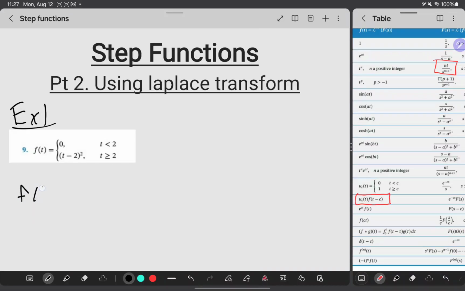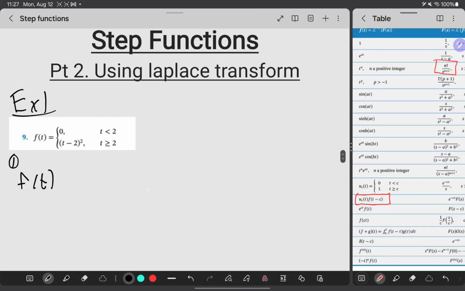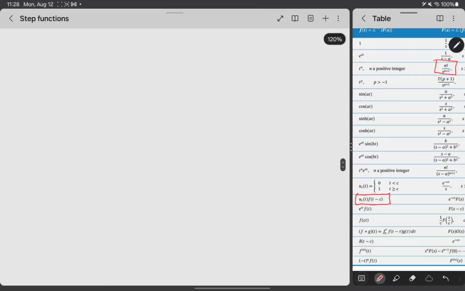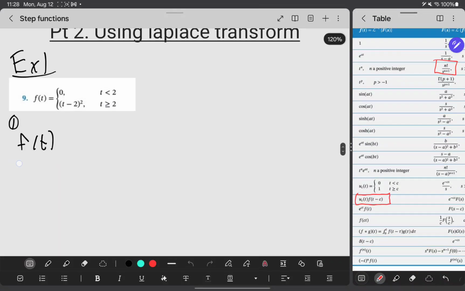So we're going to rewrite our f of t. Let's do it with both methods, just like I did in the last video.